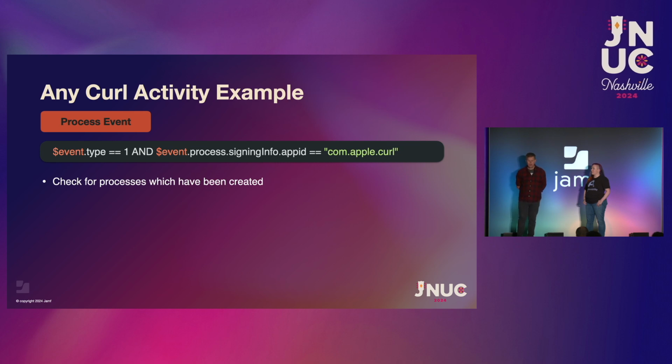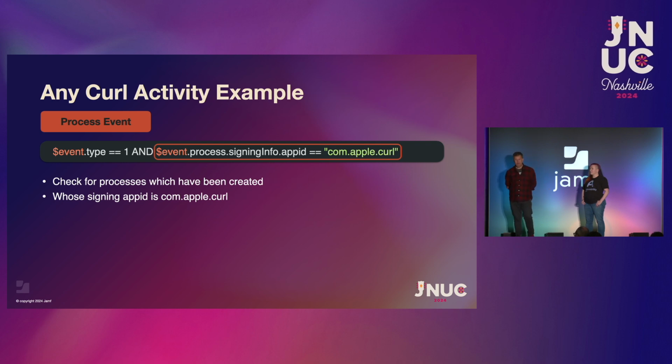So we're looking for any new processes that have been created or executed. And then to qualify that, on the process itself, we're looking for the signing information for the particular curl binary that Apple supplies with macOS. So we're using the signing information on the process, going down to the app ID, and comparing it to the known bundle ID of that process. So again, combined, this would trigger if curl gets executed.